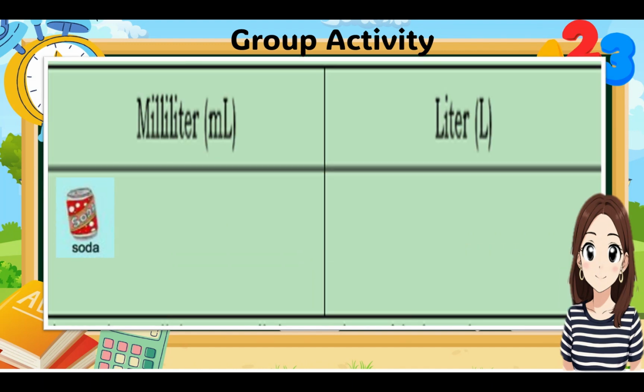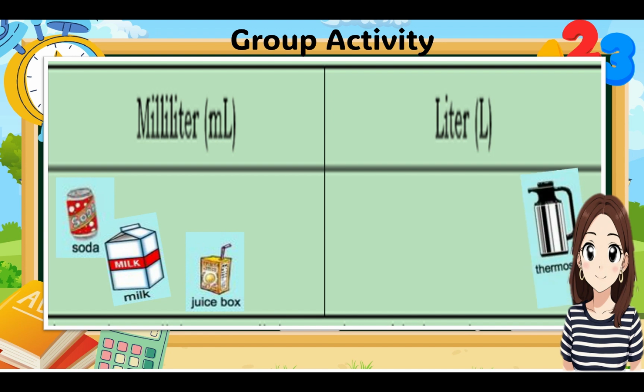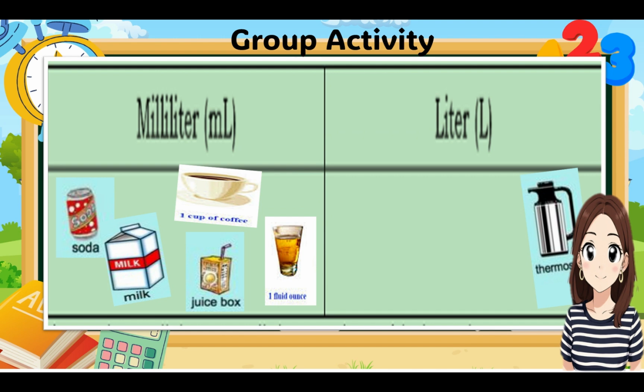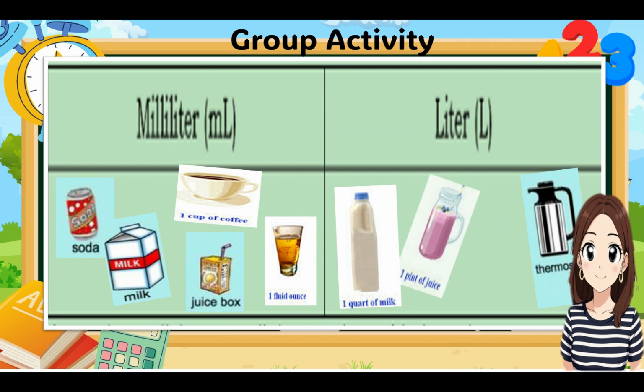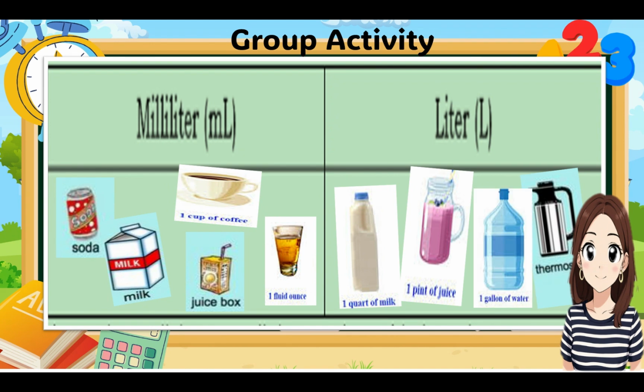Now let's try to check. In milliliter, we have soda, milk, a box of juice. In liter, we have the thermos or big thermos. Milliliter, we have a fluid ounce, a cup of coffee. In liter, we have a quart of milk, a pint of juice, or let's say it's in a pitcher, a big pitcher, and a gallon of water.